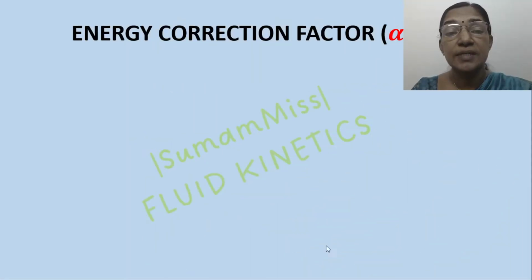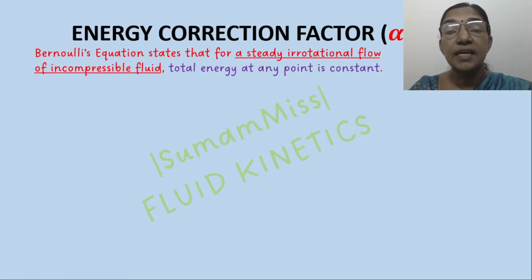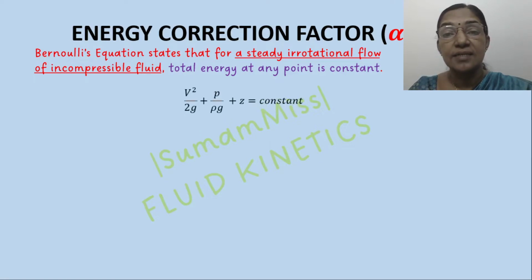The topic for today's discussion is energy correction factor. It is indicated by the notation alpha. Before discussing energy correction factor alpha, let me start from the definition of Bernoulli's equation, which states that for a steady irrotational flow of incompressible fluid, total energy at any point is constant. That is, the summation of velocity head, pressure head and position head is equal to a constant, and this constant is varied along a streamline.